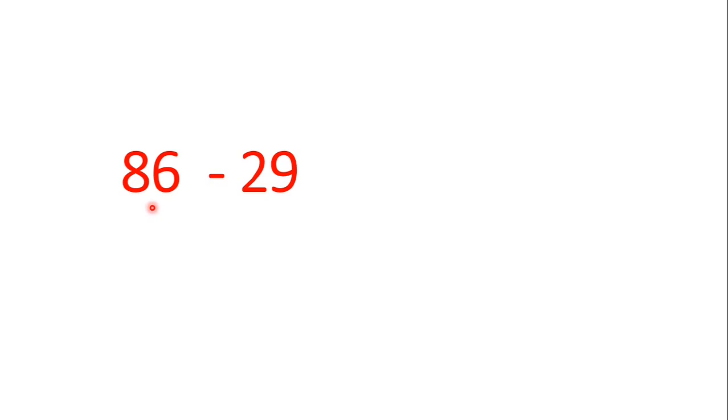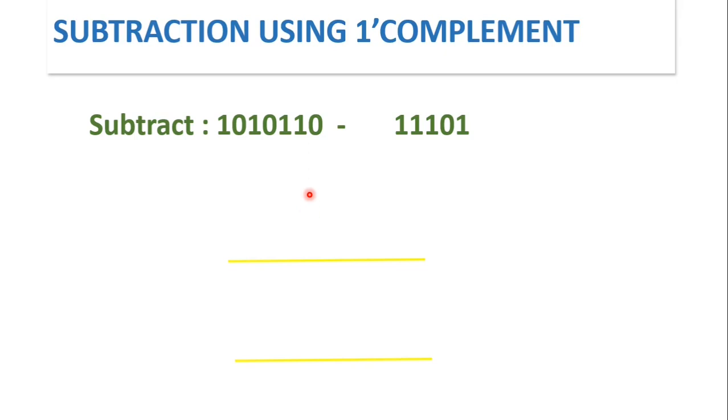So the first question was 86 minus 29. The first step is to calculate the binary of 86 and the binary of 29. The second step is to check whether the number of bits in the first number and the second number is the same. The number of bits in the first number is 1, 2, 3, 4, 5, 6, 7, and the number of bits in the second number is 5. So we need to add 2 zeros to the number. Now we can see that both the numbers are equal.